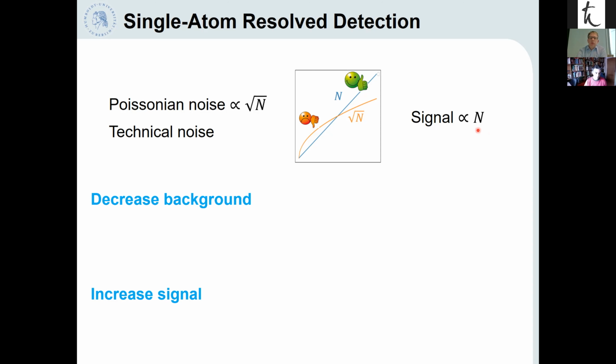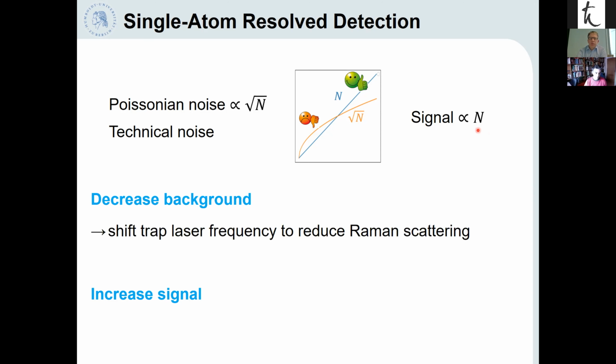First of all, we saw that by shifting the laser frequency of our trapping laser, it was possible to strongly reduce the Raman scattering background. It turns out that the Raman shift, so the difference in frequency between the light field and the Raman background, is fixed. And so by suitably changing the trap laser frequency, we could reduce our Raman background by an order of magnitude.